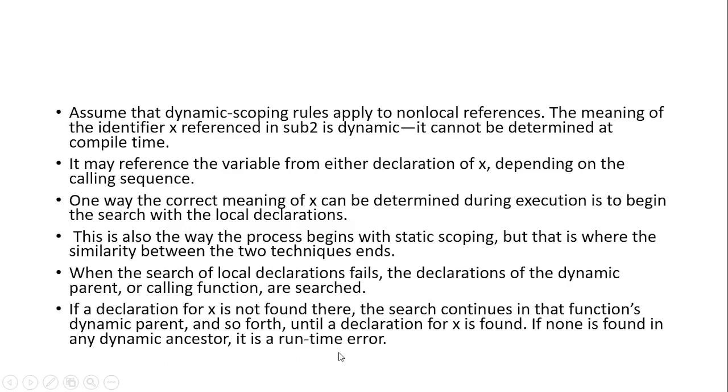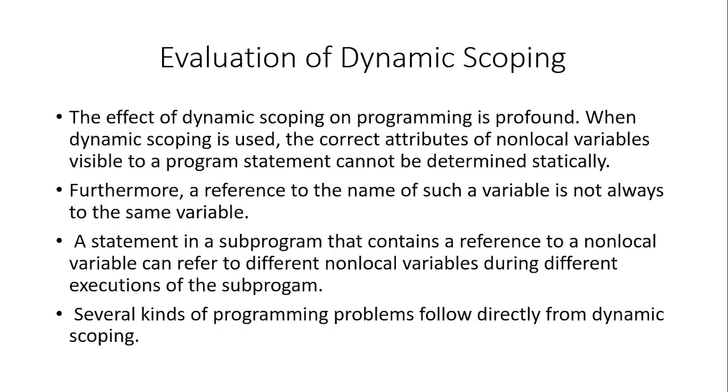So when a reference to a variable inside some function occurs, this variable will be searched inside that function. If that is not found there, then we'll look at the function which called this particular function. Okay, so we'll keep on following the calling sequence. There may be another function that calls this particular function, and we keep on doing like this until we find this particular x. If no x is found, then that is a runtime error.